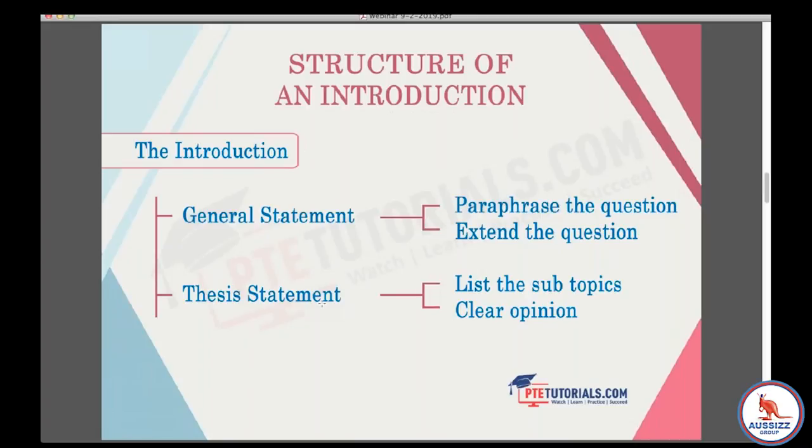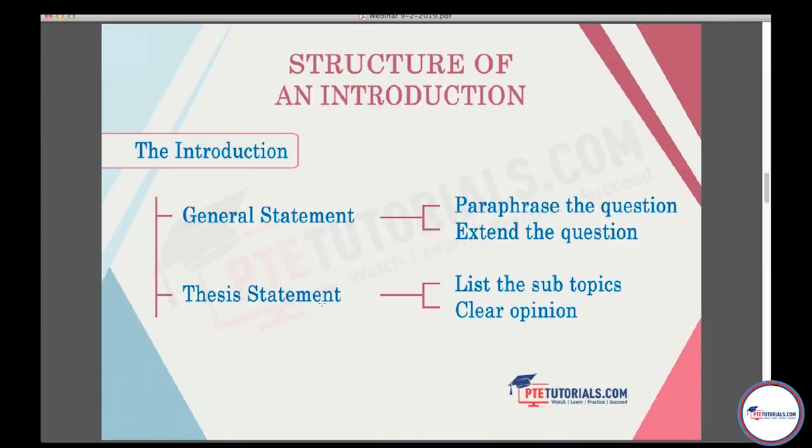From here it is very important. So if you want to write a clear introduction, you have to write four sentences. There are four sentences to be written in your introduction. The first sentence should paraphrase the question. The second sentence should extend the question or explain the terms in the question. Whatever words are there in the question, if you're new to them, just give a brief explanation, because we have to talk something regarding the content.